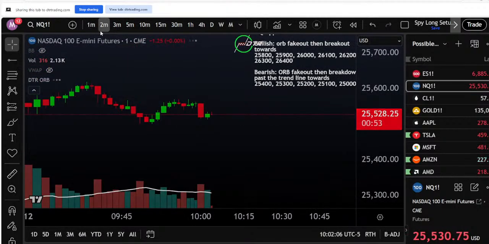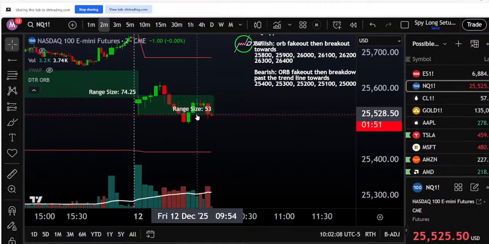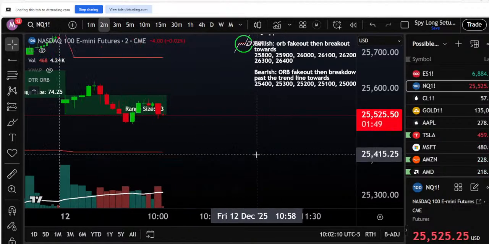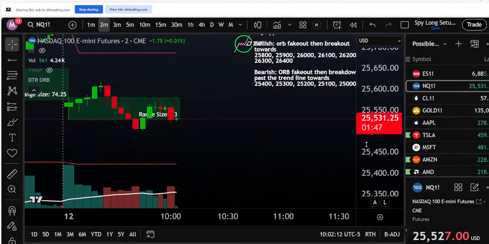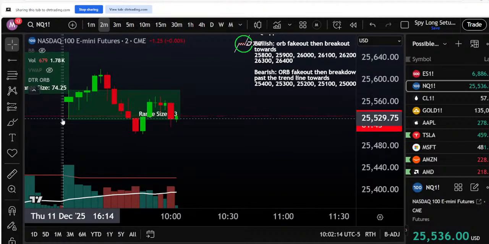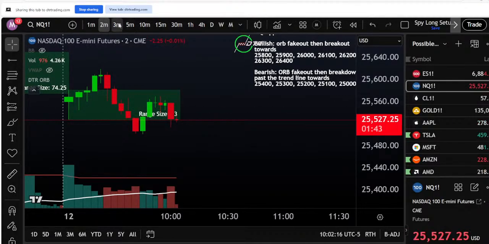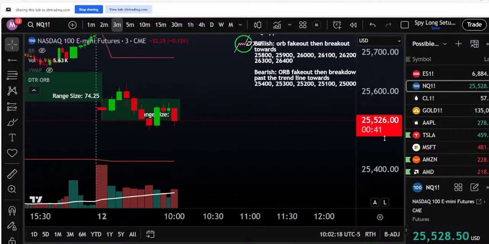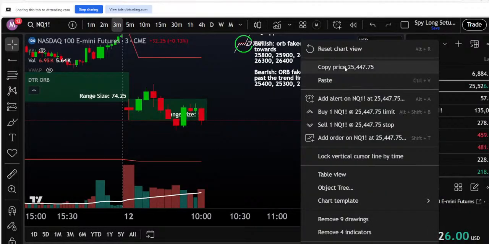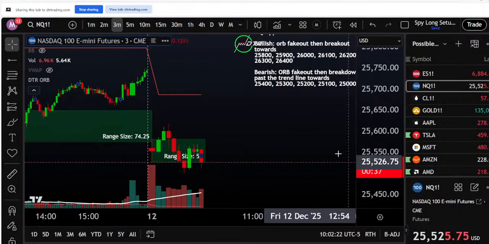Okay, just not a good enough close there on that 2-minute, right? It closed just above the opening range low, so you can see that little gap. So I can't trade that. I've got to wait for this on the 3-minute. That was a dumb start.